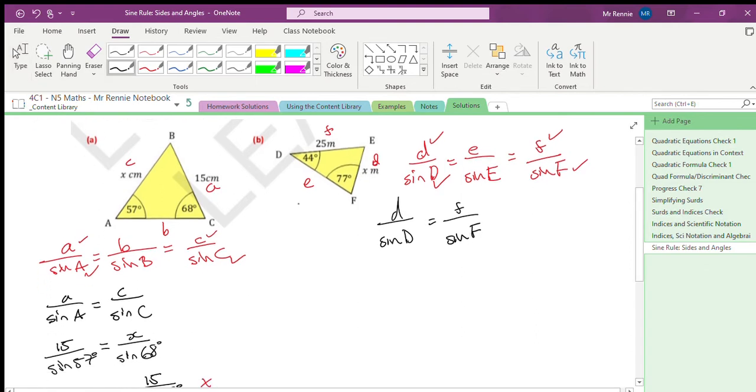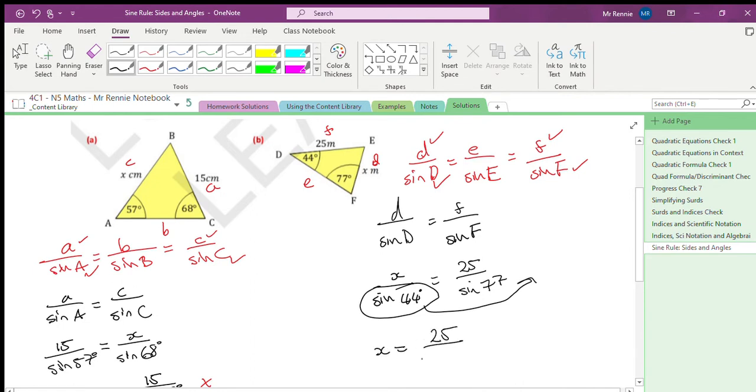So D, that was X over sine 44. And that's going to equal the length of F, which is 25, over sine of 77 degrees. Okay, so again, we're going to take this on the other side. So X is going to equal 25 over sine 77 multiplied by sine of 44 degrees.